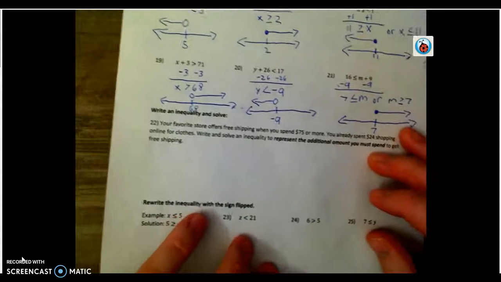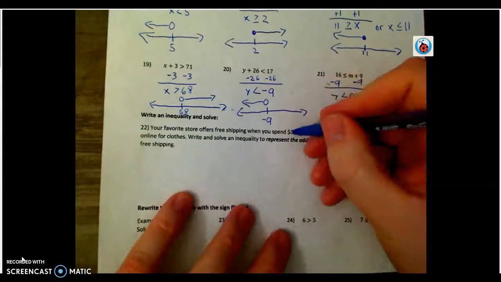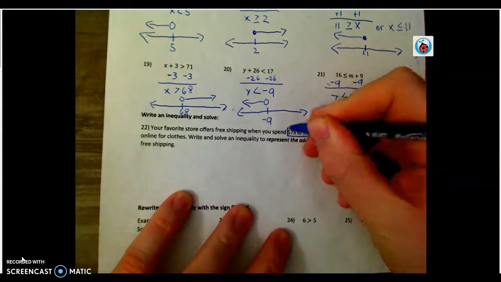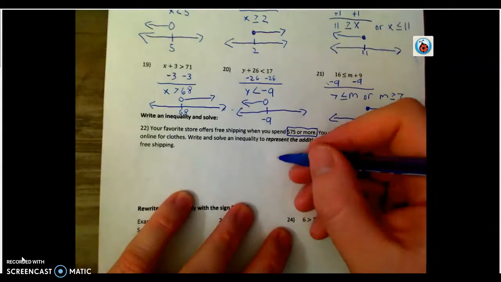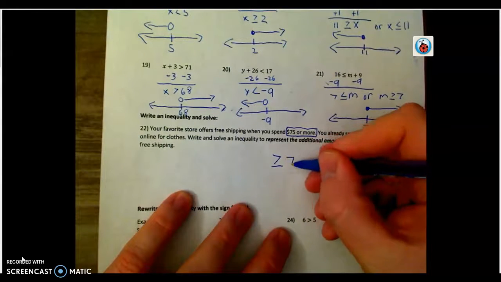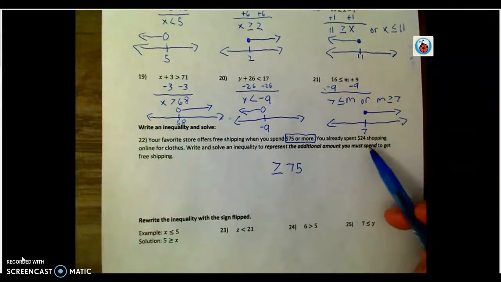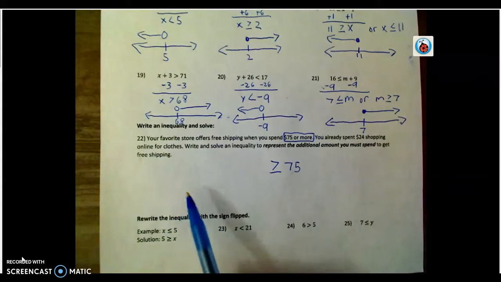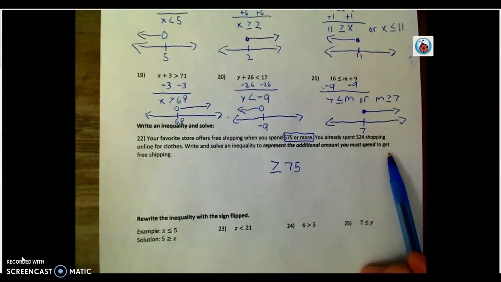Awesome. Number 22, first little word problem here. Your favorite store offers free shipping when you spend $75 or more. So that should immediately tell you something, right? We have to spend more than $75 or 75 or more. So my inequality is going to be greater than or equal to 75. You already spent $24 shopping online for clothes. Write an inequality to represent the additional amount you would need to spend.